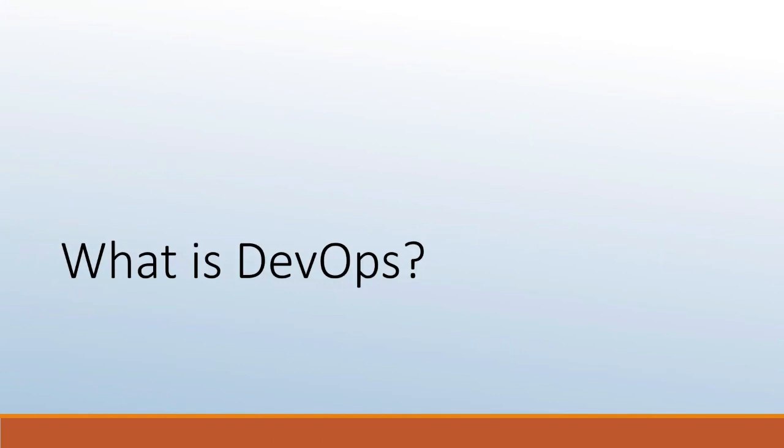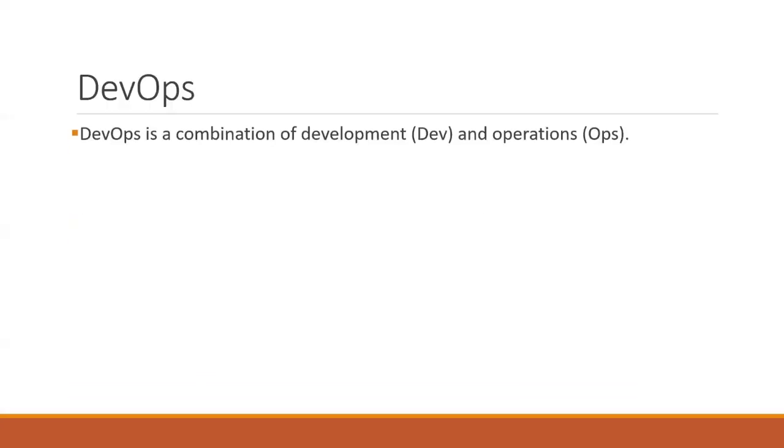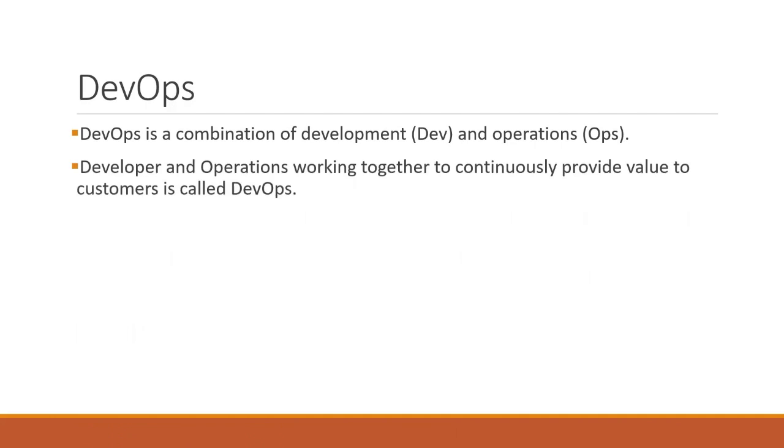What is DevOps? DevOps is basically a combination of development and operation. You will get different kinds of information, definitions of this DevOps. The simple way we can say is that DevOps is a combination of development and operation. Developers and operations working together to continuously provide value to customers is called DevOps. Basically, then what it does, DevOps tries to reduce the time to delivery.